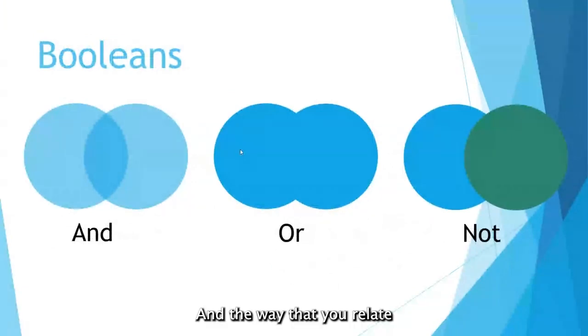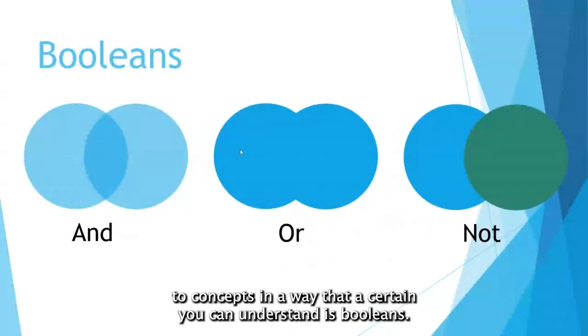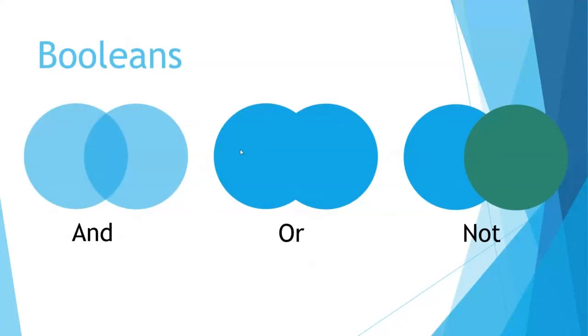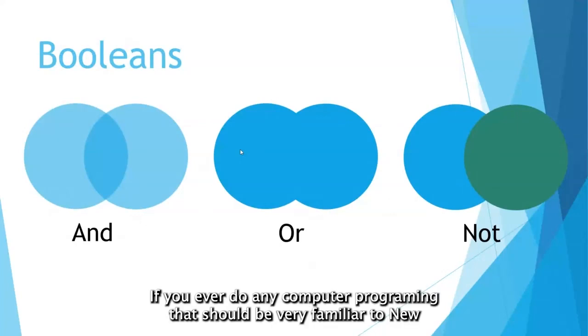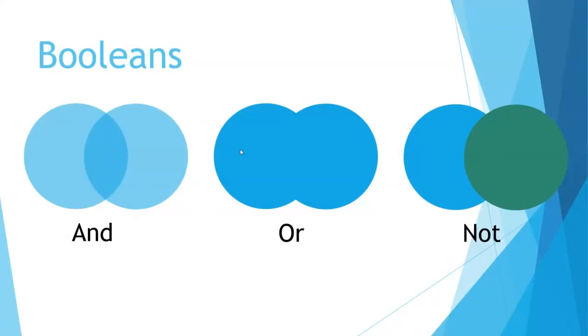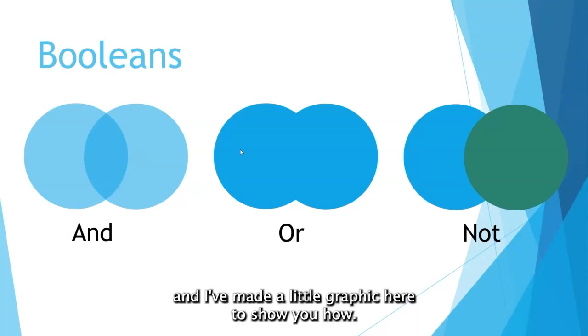And the way that you relate two concepts in a way that a search engine can understand is Booleans. If you've ever done any computer programming, this should be very familiar to you. Booleans are a way to relate two ideas. And I've made a helpful little graphic here to show you how.